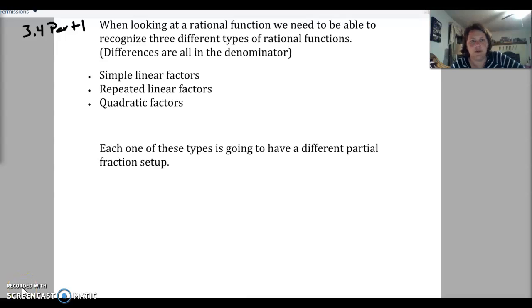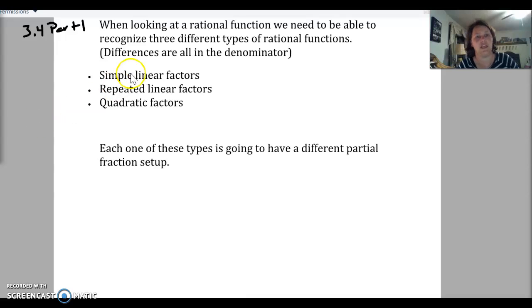All right, so we are going to continue on with section 3.4, part 1. And what I want to go over now is all of the different types of partial fractions that you will see. So you have to be able to look at the equation that they're giving you, the rational function, and determine from the rational function which one of these three types of partial fractions we're going to have to use.